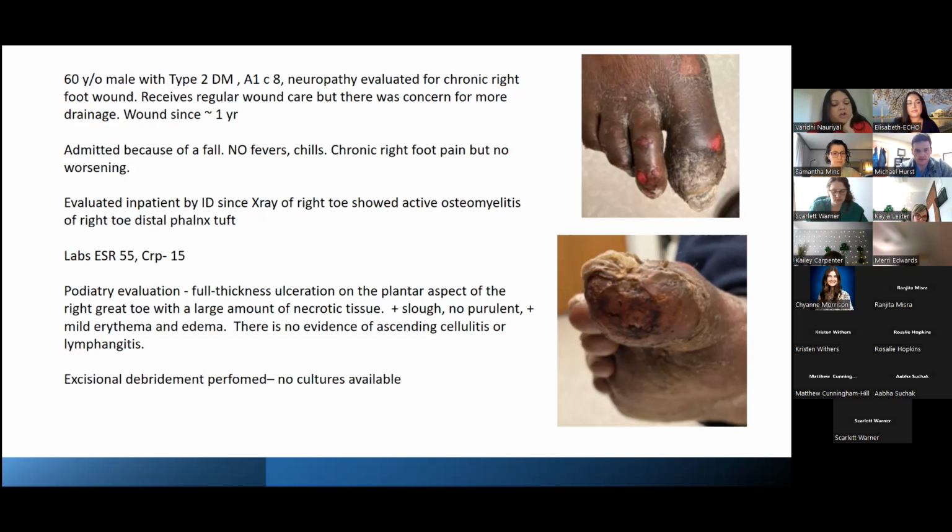Our podiatry colleagues evaluated the patient, and they described a full thickness ulceration on the plantar aspect of the right great toe with a large amount of necrotic tissue. There was slough, but there was no purulence. There was mild erythema and edema, and no evidence of ascending cellulitis or lymphangitis. Excisional debridement was performed at bedside, and there were no cultures available for review.